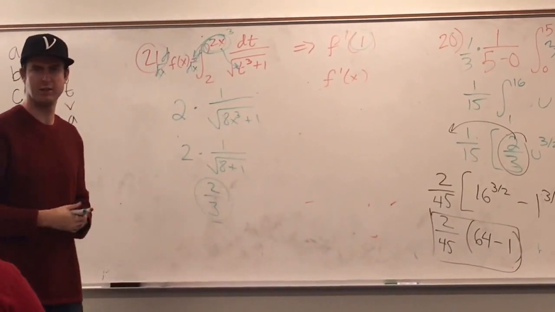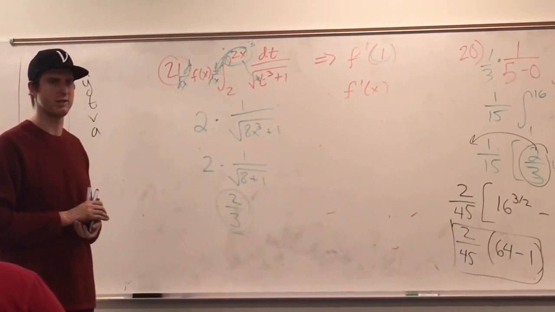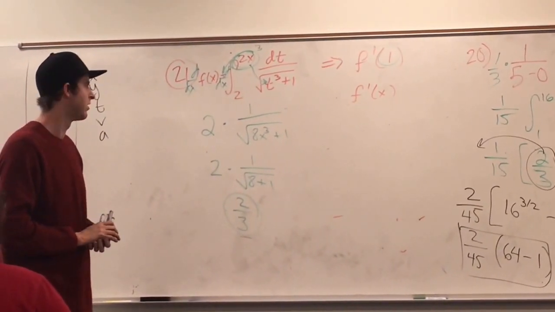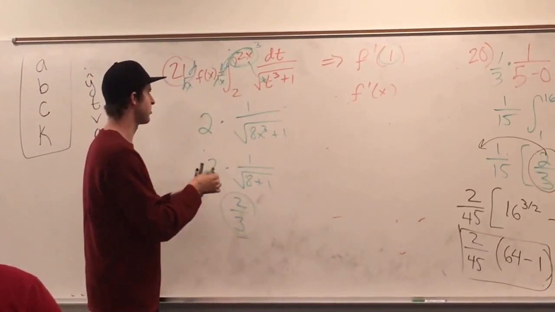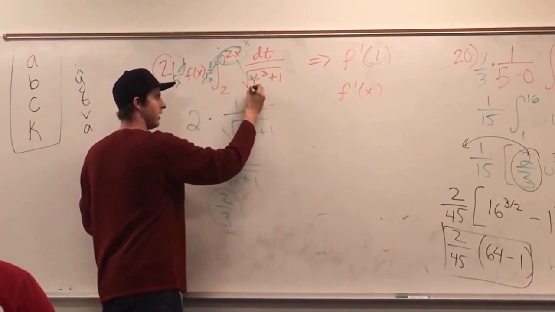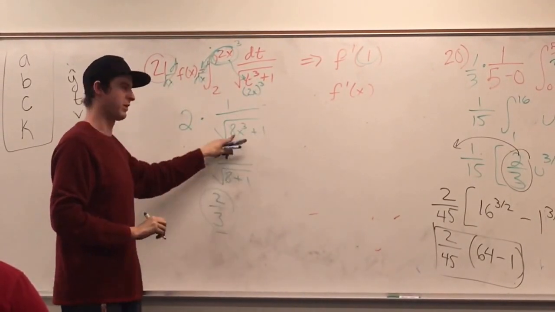Okay, this is tricky. You have to think about it. It's not that hard. The hard part was realizing that when I plug in 2x here, it's 2x all cubed, which becomes 8x cubed.